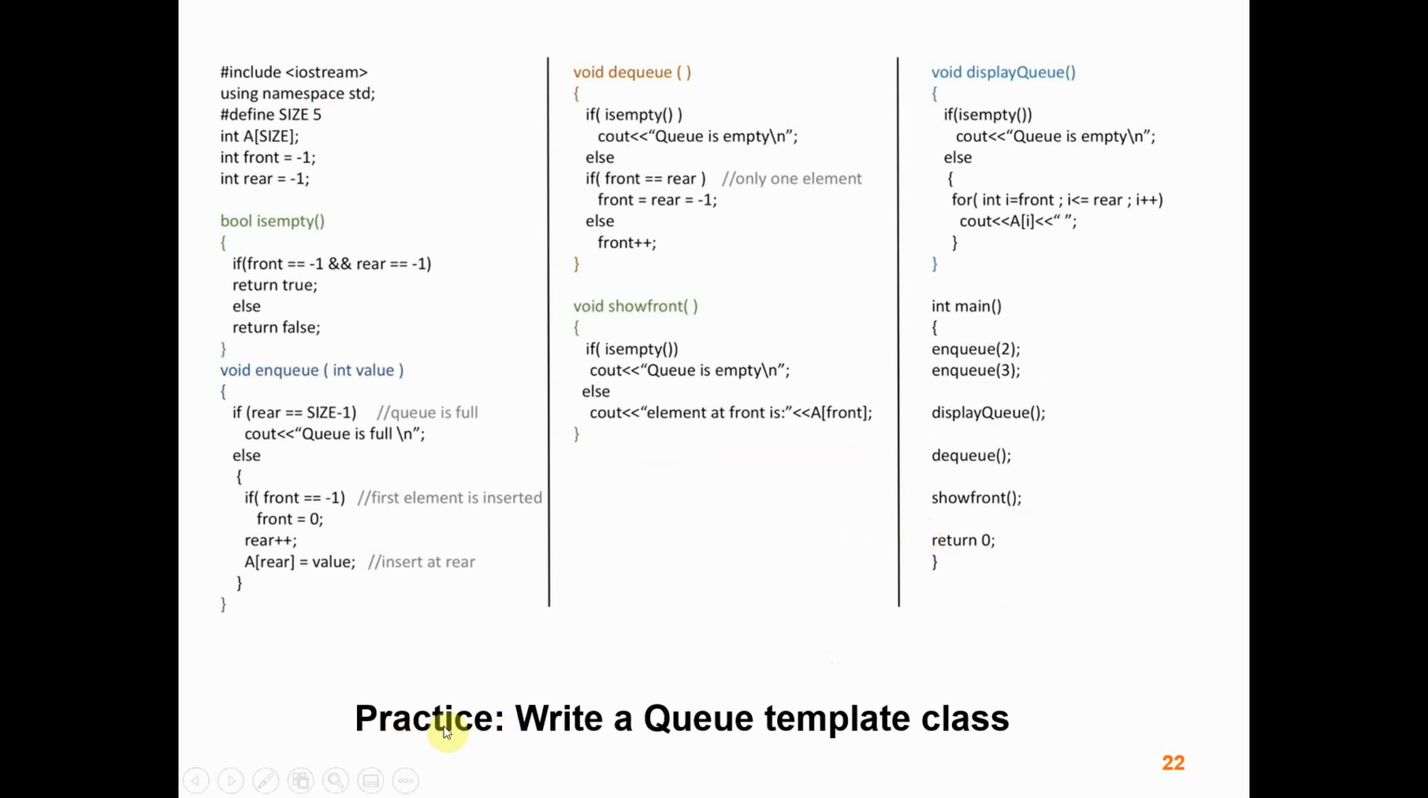I have a practice question for you. Here we use global variables for front and rear, and all these functions are non-member functions. What I want you to do is implement this in a class. Let's call the class Q. We would have two private member variables, as well as the array, and these all become member functions of this class. So try to implement that.